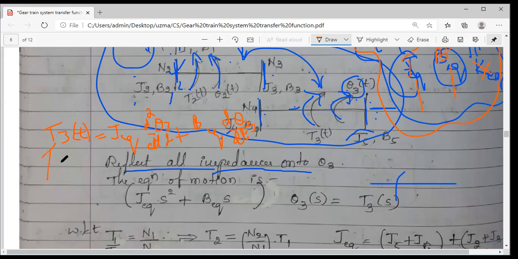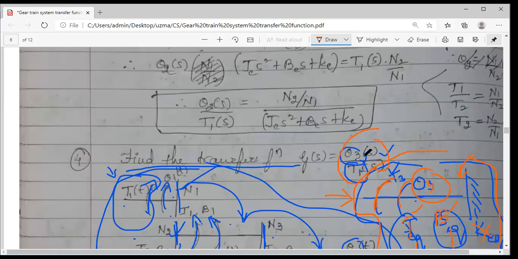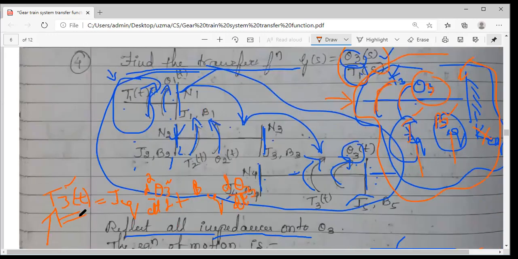Now for this equation, observe we have theta 3 and T3, right? If I take the Laplace transform, I'm not completely solving it. What I'm telling you, observe the terms. There is a J and B, fine. But there is a theta 3 term and T3 term. What do we want? The ratio theta 3 by T1 we want, not T3. So what we have to do? We have to look for the transformation. We have to find the equivalent value of T3 in terms of T1. Okay, that is one observation.